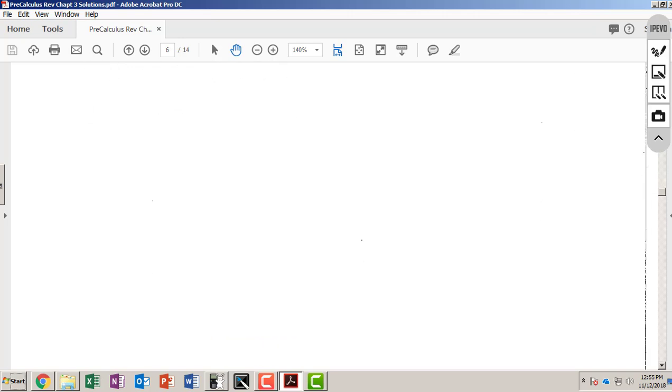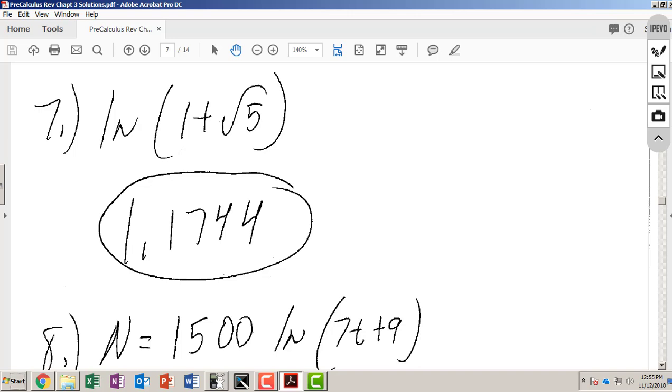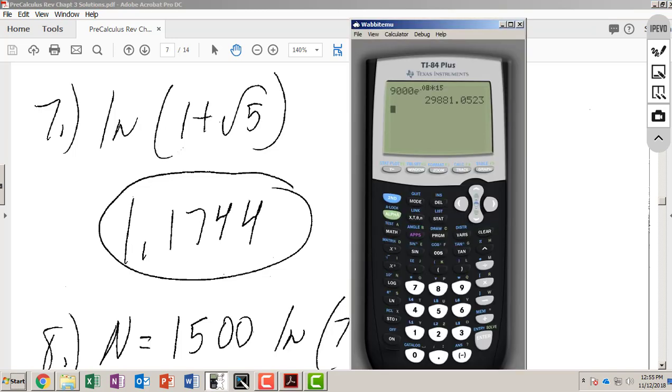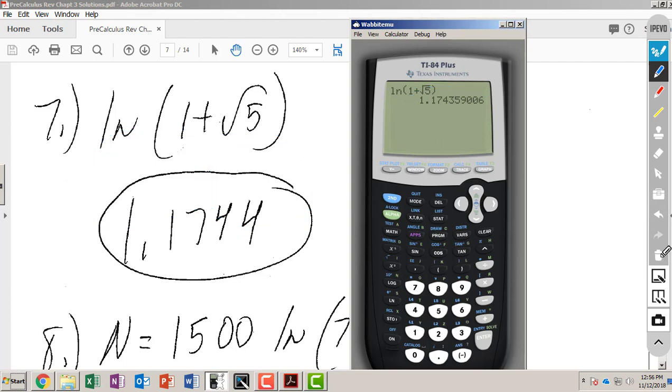On this next problem, number 7, it just wants you to put it in your calculator. So you're just going to take your calculator, type in the ln, and then type in 1 plus the square root of 5. Make sure you get out from under there, put your other parenthesis there, hit equals, and your answer comes out to be 1.744 when you round that off to the third decimal place.